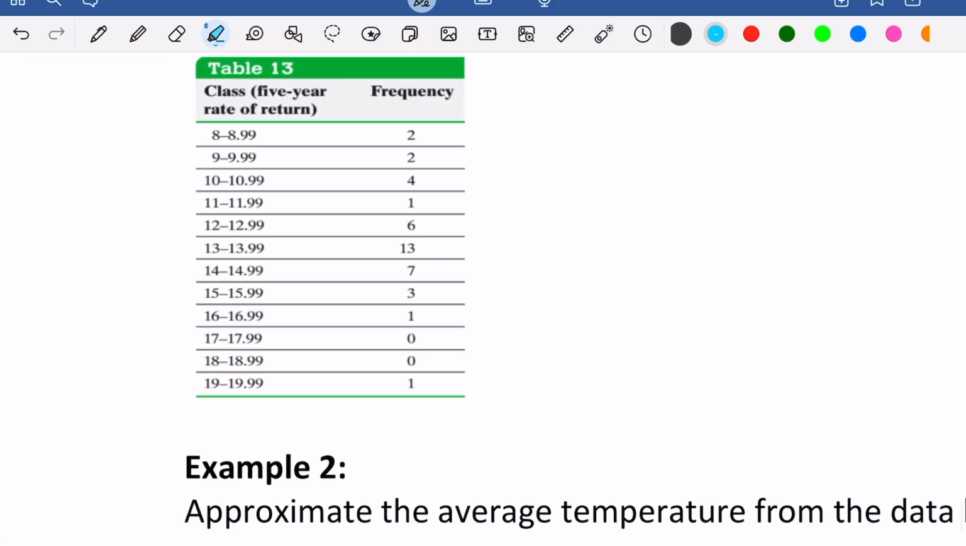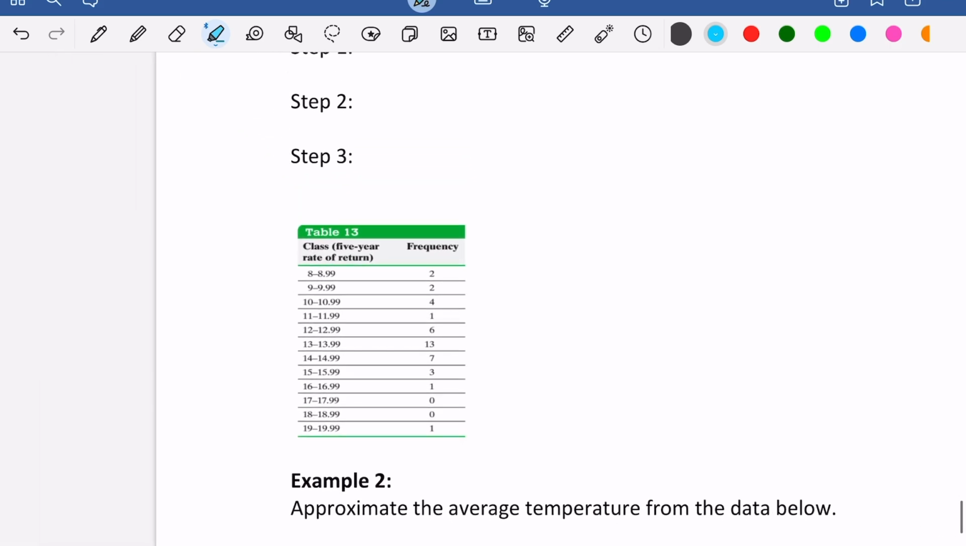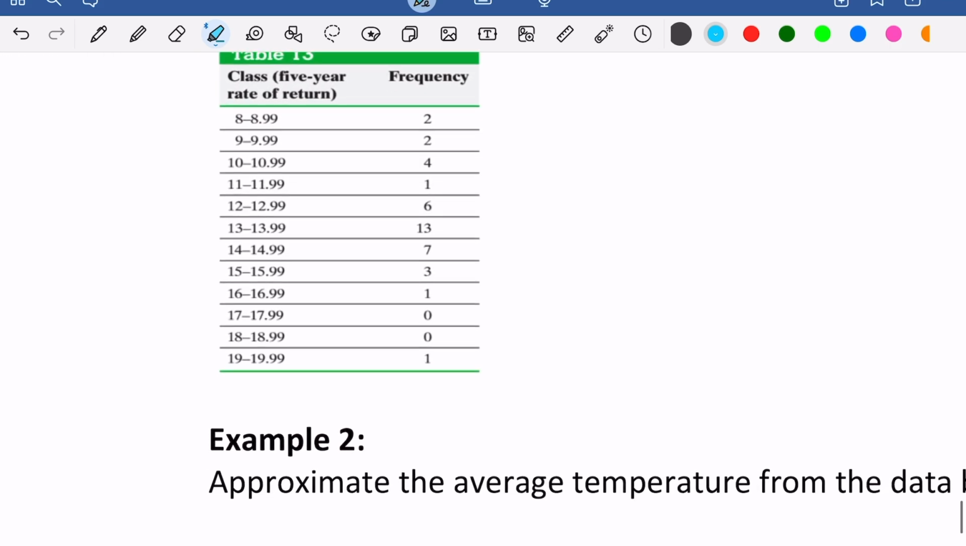So when we look at this specific table, it says, I want to find the average of this set of data. Now, I know what the frequency is. That's easy to tell, but I can't enter this into my calculator. So I need to have a representative. I'm going to go halfway in between here. So halfway in between is going to be 8.5. Halfway in between here is 9.5.